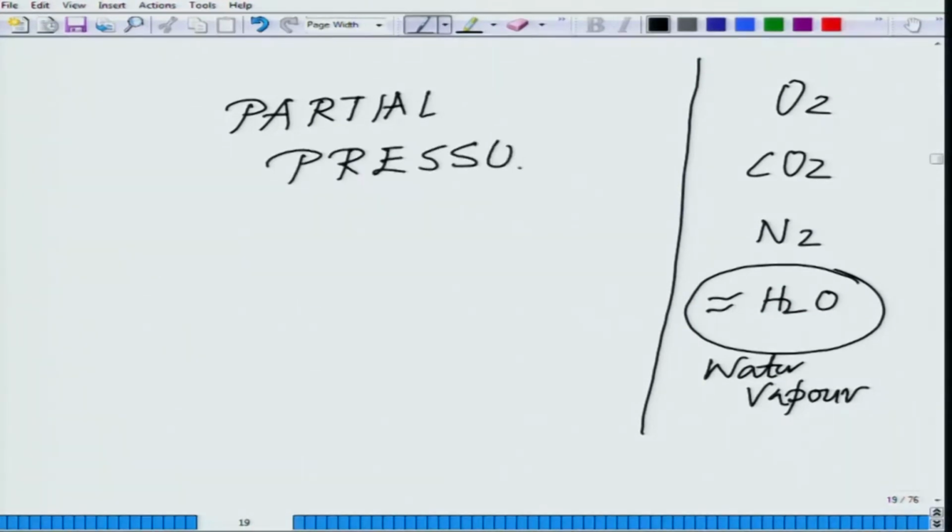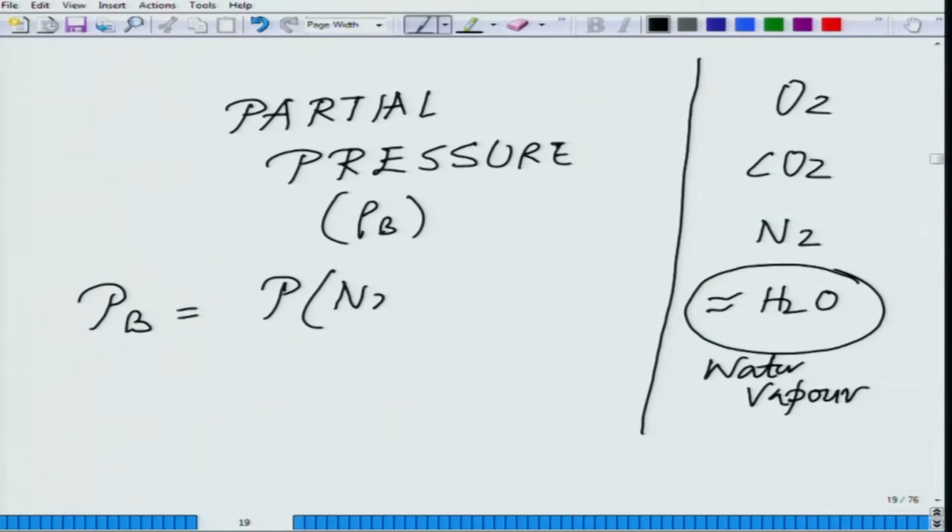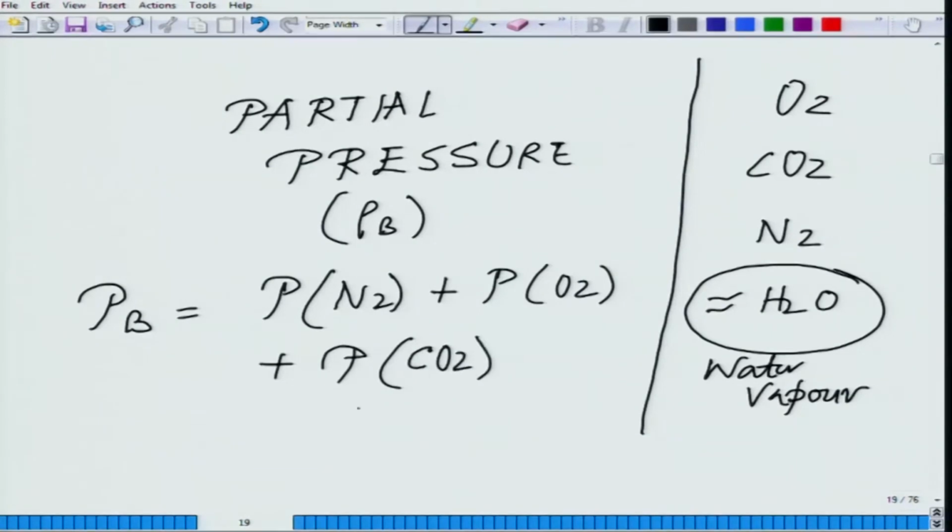Which we indicate by, say, Pb. So, Pb is equal to partial, where P stands for partial pressure: partial pressure of nitrogen plus partial pressure of oxygen plus partial pressure of carbon dioxide and partial pressure of water vapor. So, these are the four components which constitute the complete total partial pressure equation.